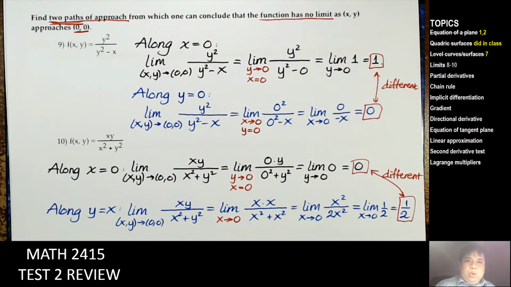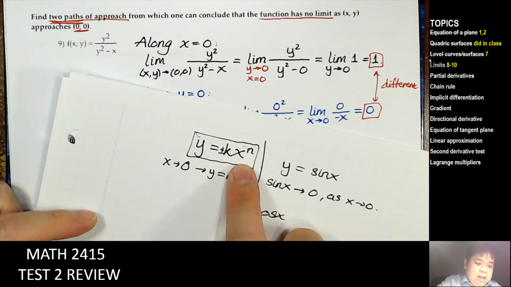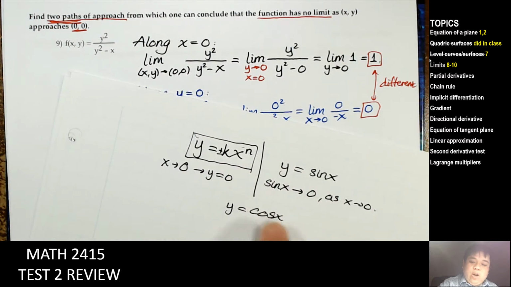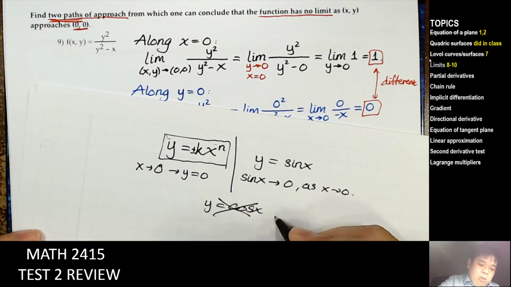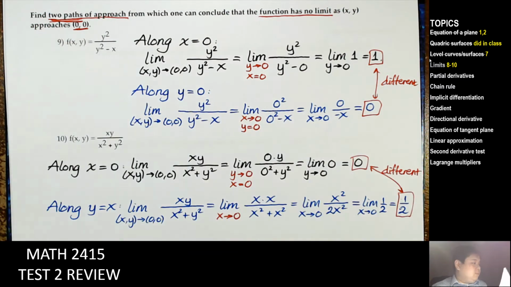Again, we're going to choose y equal to 0, x equal to 0, y equal to x, y equal to negative x, or y equal to any power of x, or x equal to any power of y. But if one of them goes to 0, the other must go to 0 as well. We cannot choose this function. We cannot say y equal to x squared plus 1, because when x goes to 0, y does not. Right. So that's what we have.